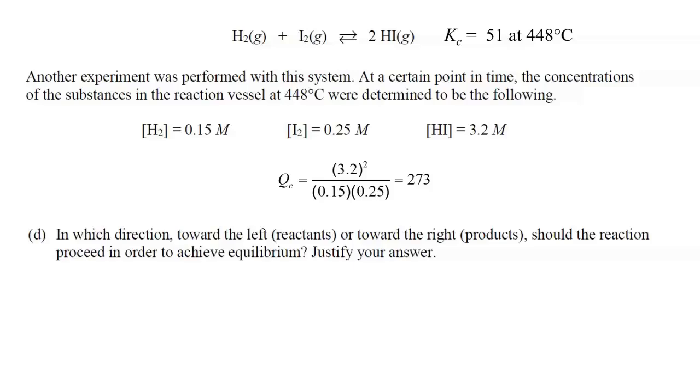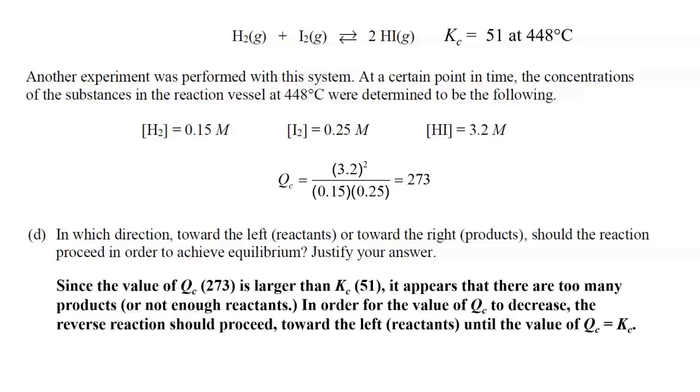So if the reaction continues to proceed toward the products, then the value of Q is going to get larger and larger. If we proceed toward the reactants, then that will cause the value of Q to get smaller, as some of the products are consumed and additional reactants are formed. So I'm thinking we should go toward the left. Let's take a look at the answer.